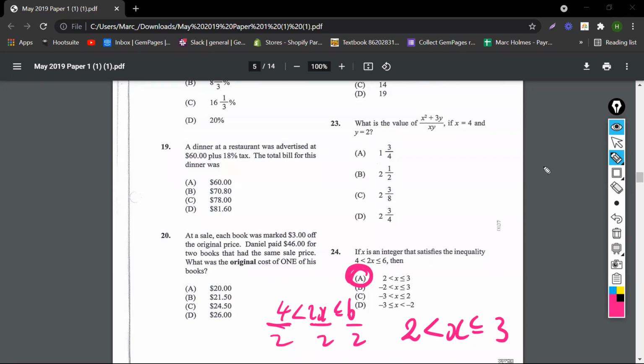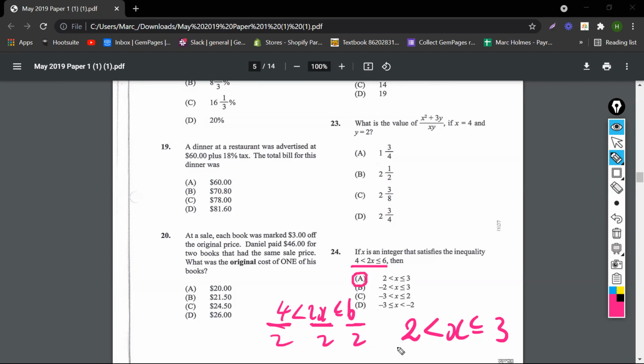Same one here. So guys, remember, this is the inequality right here. 4 is less than 2x is less than 6. But they want you to find x. So all you have to do is divide everything through by the 2. That's all you have to do, guys. Once you divide everything through by that 2, you're going to end up with A.